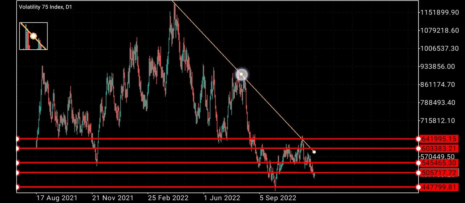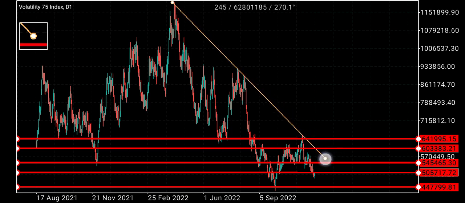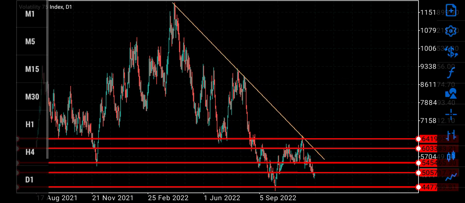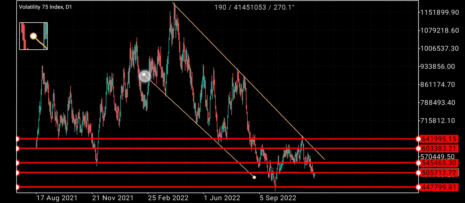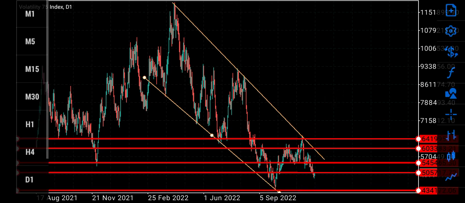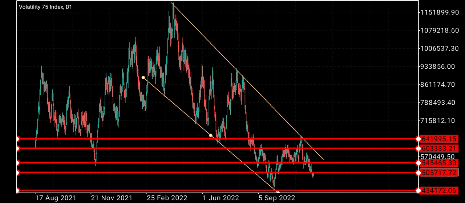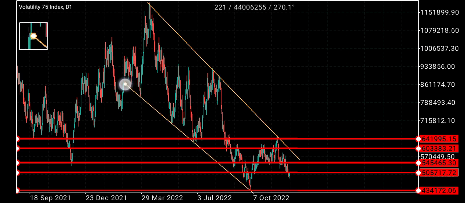I believe it doesn't fit there. So there are 4 touches to the trend line. Let me connect these ones from here, connect that point. These are very strong trends because the market respects them. It really respects them. As you can see, the market always reverses.